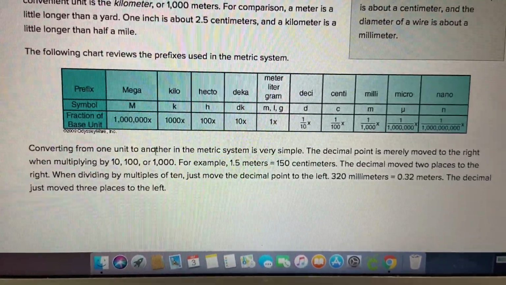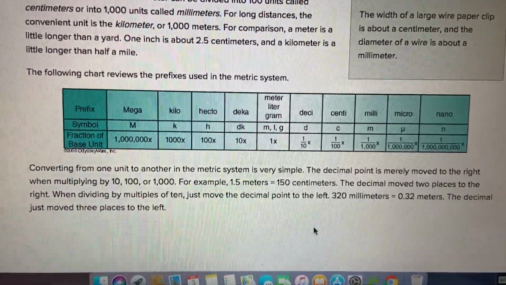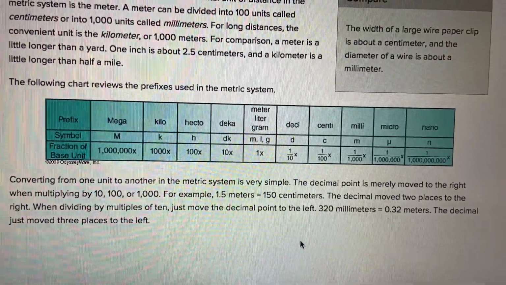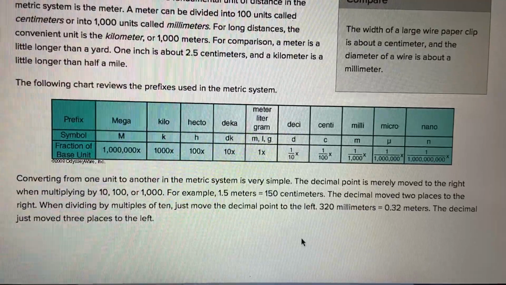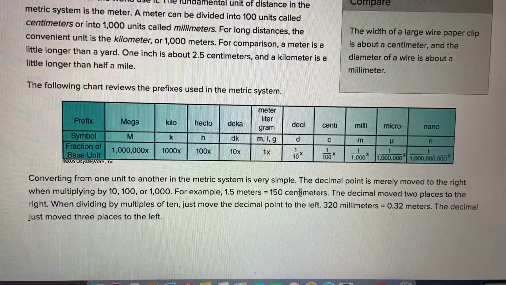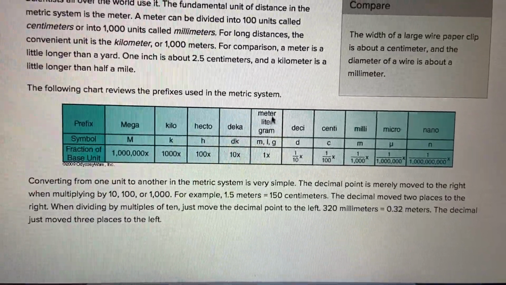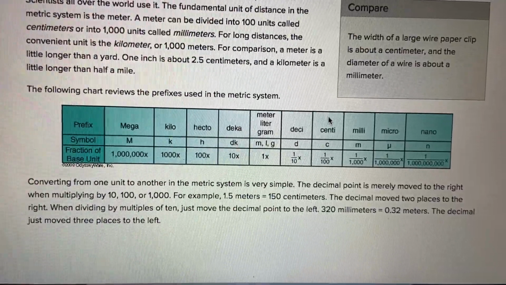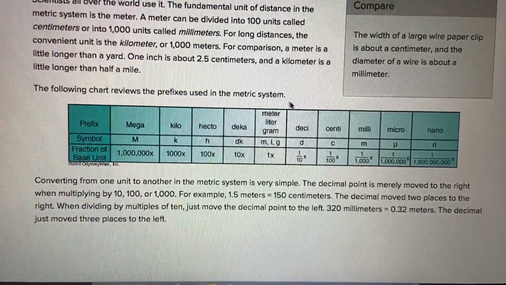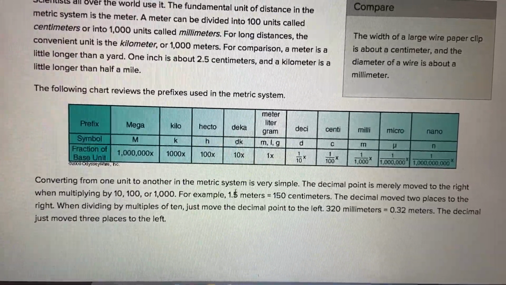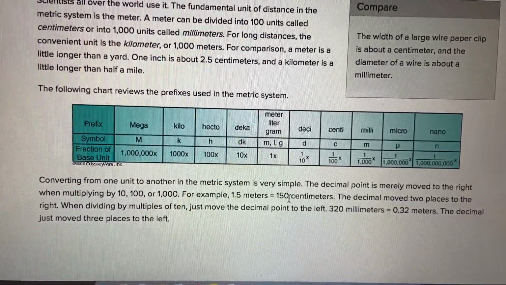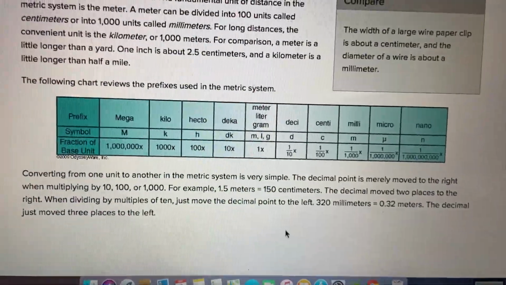Converting from one unit to another in the metric system is very simple. The decimal point is merely moved to the right when multiplying by 10, 100, or 1,000. For example, 1.5 meters equals 150 centimeters. So if we had 1.5 meters and we wanted to get all the way over here to centimeters, we'd have to move our decimal 2 places. Move it once, move it twice. So that's what we did here. We took that decimal point, we moved it once, we moved it twice, and that's how we got 150 centimeters. The decimal moved 2 places to the right.